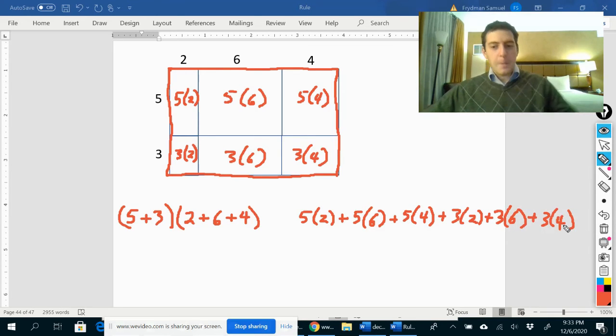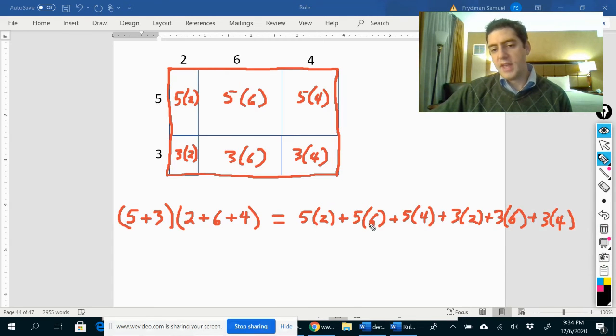Okay, so again, this is the width of the red rectangle times the length of the red rectangle. And this is the area of all the smaller rectangles added together, which is also another way of finding the area of the big red rectangle. So both of these describe the area of the red rectangle, so they must be equal to each other. And we can see here, this is another example of distribution.